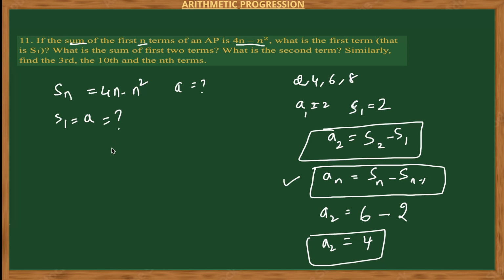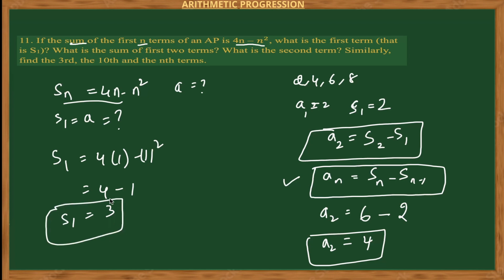We need to find it here. Okay, so let's try to put S1 in this particular form which has been given here. So S1 is equal to 4 times 1 minus 1 square. So S1 is equal to 4 minus 1, which is equal to 3. Okay, so S1 is equal to 3, which is our A. Okay, which is also equivalent to A. So the A value is equal to 3.